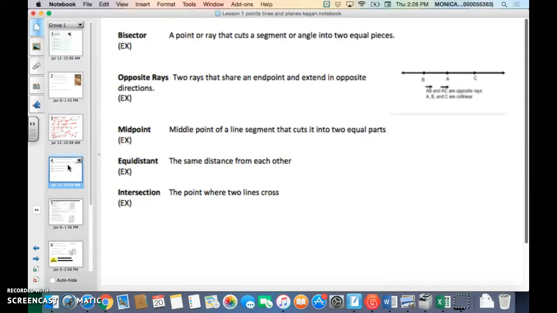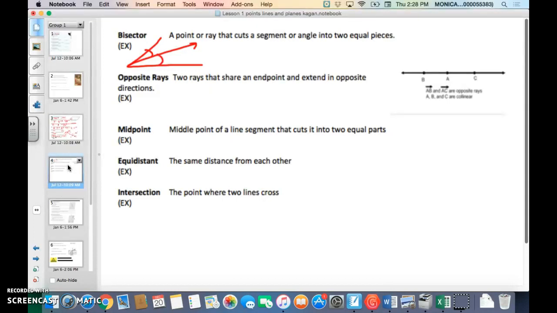Okay, so more words are bisector. So a bisector is going to cut something into two equal pieces. So there's a couple things you can bisect. We're going to talk about angles in here. You can bisect an angle. That means that this angle and this angle are congruent.